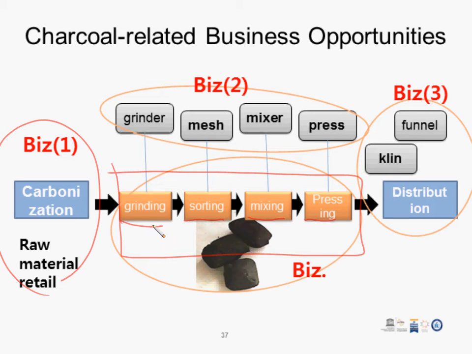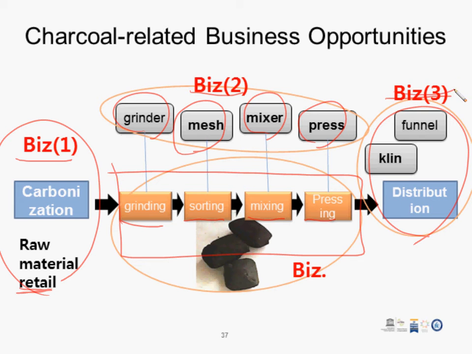In this process, we can also develop new business models, such as developing a grinder, a new type of machine, a mixer, and a press, etc. Furthermore, there is business opportunity in supplying and popularizing the fuel, right? Distribution. These are business models 1, 2, and 3: retail, distribution, and manufacturing. I'd like to talk about the manufacturing part from now on.